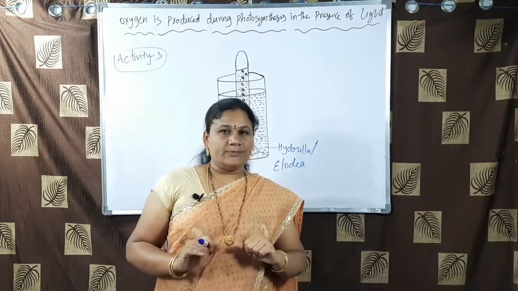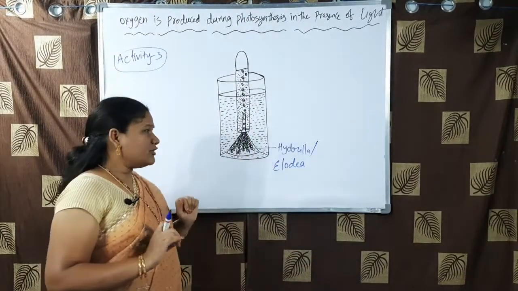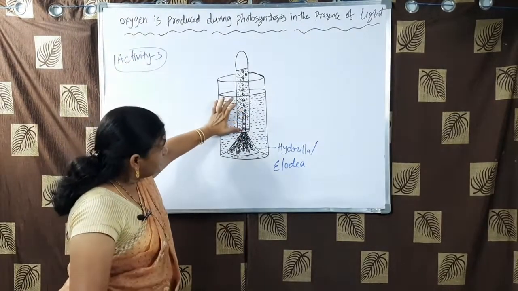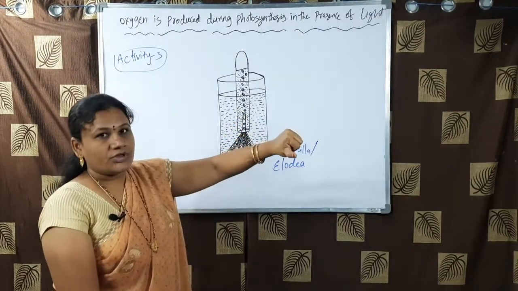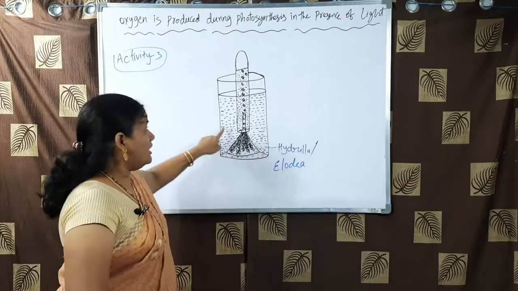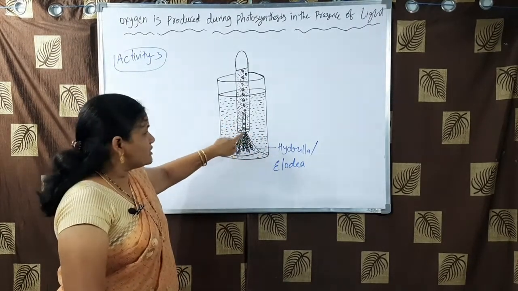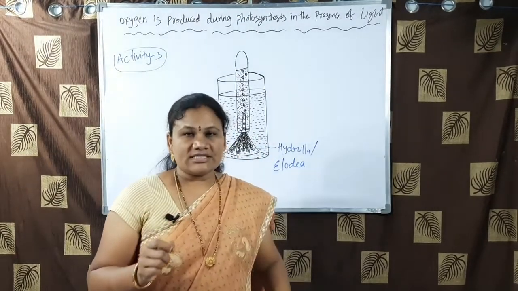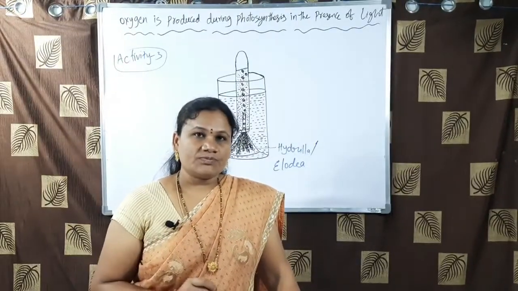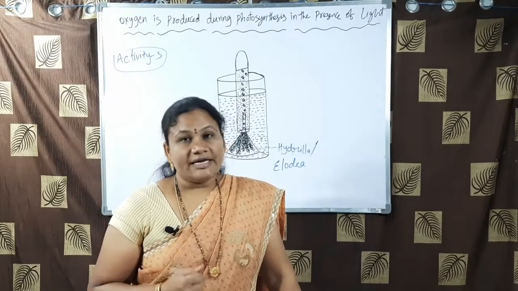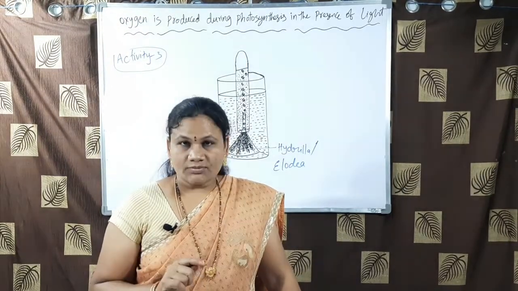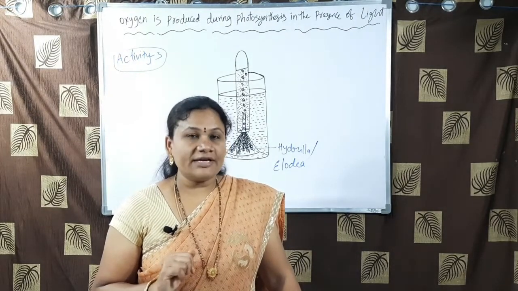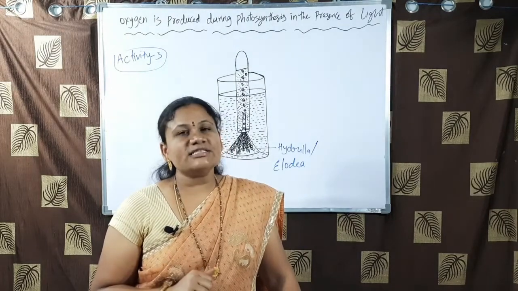It remains the same. After that, we should carefully remove the test tube by closing its mouth with our thumb. And later on, insert a glowing matchstick or an incense stick. It glows brightly. Do you have any idea which gas helps a glowing splinter to glow much brighter? Yes, that gas is oxygen.